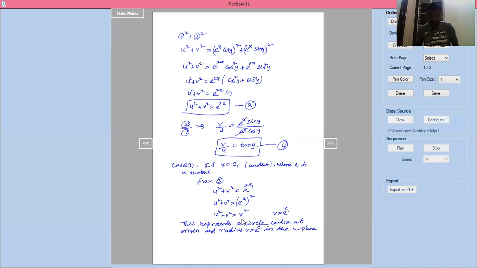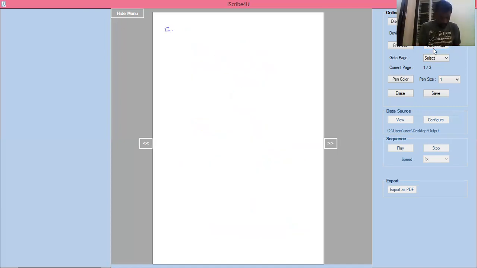Next, case 2. Case 2 is nothing but let y equal to C2, where C2 is a constant.